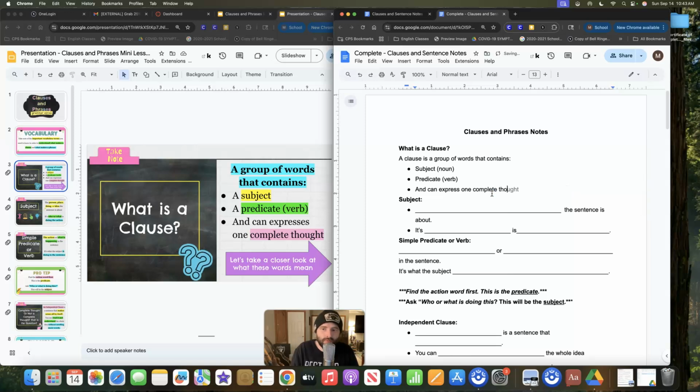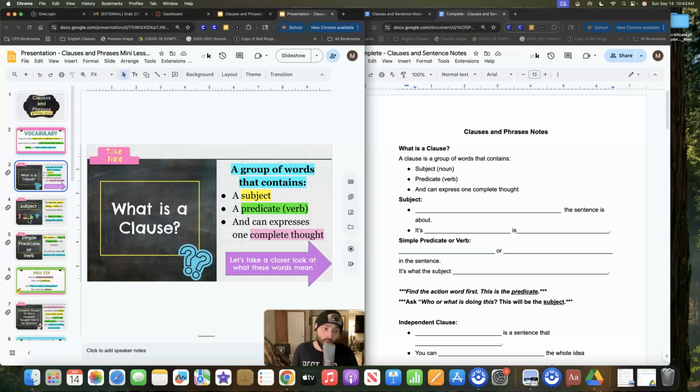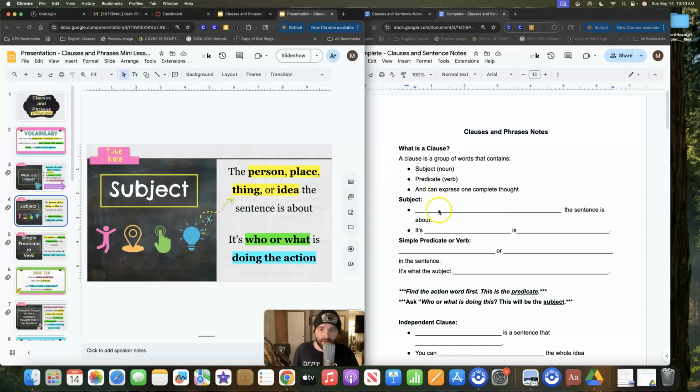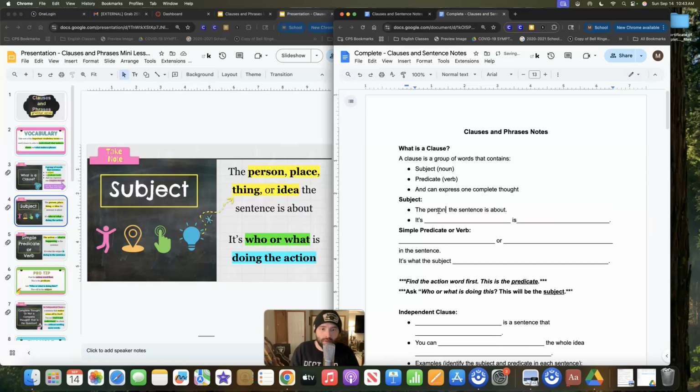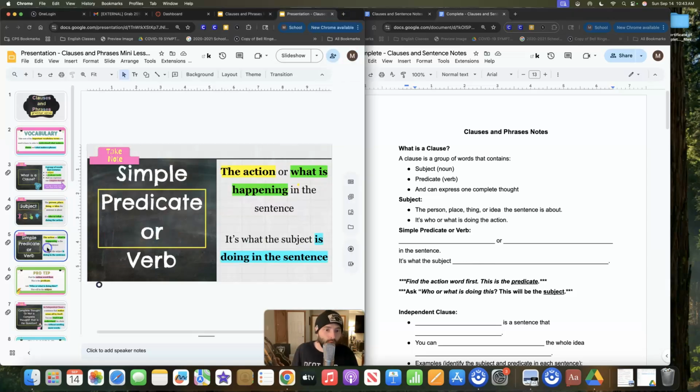Now, there are types of clauses that do not express one complete thought, but they can. There's just a word that is added to the clause to make it not a complete thought, but otherwise it would be. So what is a subject? A subject is a noun, or the person, place, thing, or idea the sentence is about. It's who or what is doing the action. There's someone or something or an idea doing an action in a sentence.